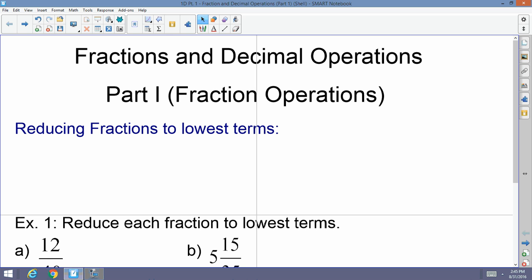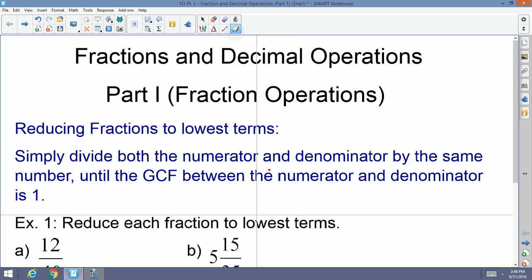First, going to talk about reducing fractions to lowest terms. This is kind of something we already learned because it entails using equivalent fractions. What happens when you're reducing fractions to lowest terms is very simple. Simply divide both the numerator and denominator by the same number until the GCF between the numerator and denominator is 1.